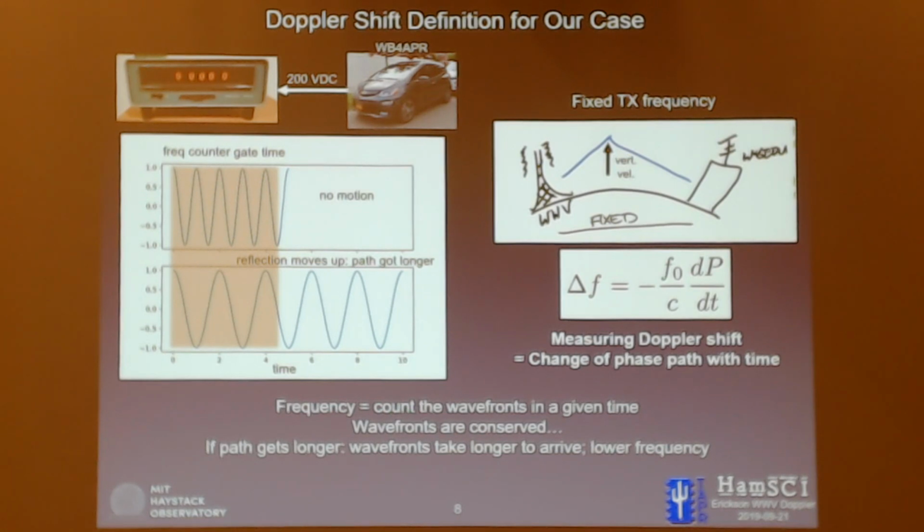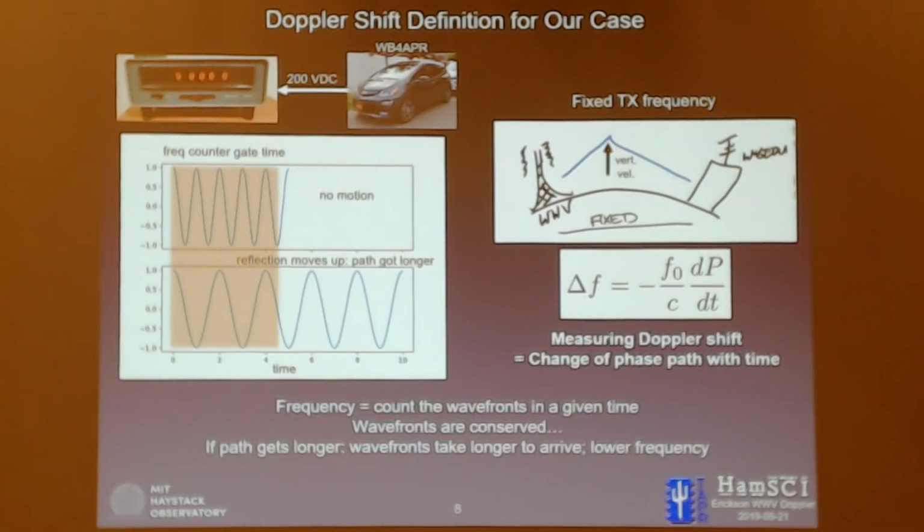Wavefronts are conserved. In our case, WWV never moves its frequency, so it's always 10 megahertz. So in a given amount of time, there's a fixed number of wavefronts that leave WWV. Now, if this were a perfect mirror and wasn't moving, the path length would always be the same, and the same number of wavefronts in the gate time would always show up. We'd measure 10 megahertz. But what if this is moving?